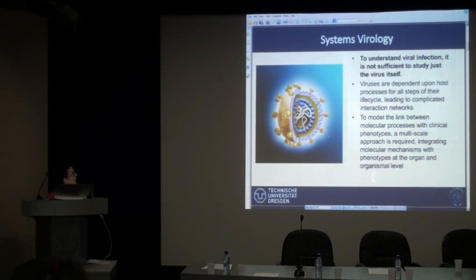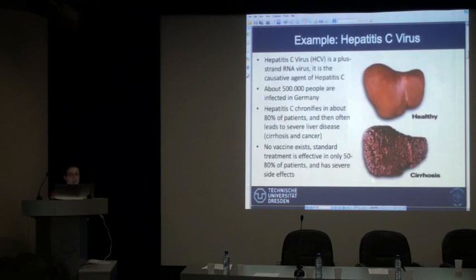For HCV, for example, HCV can stay silent. A cell can be infected with HCV, however, it can take years until the patient really suffers from the infection. What's the underlying mechanism? How can this be silent for so long and then become very severe?